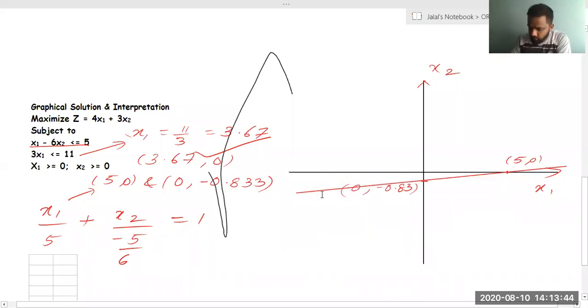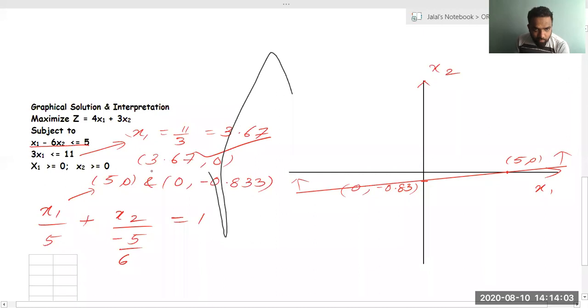Since this is less than, it will be towards the origin. This is important, towards origin, which will be on the upper side. Since it is on the minus range, you don't have to worry, you just have to shift it towards the origin. Now we need to go to the second equation.